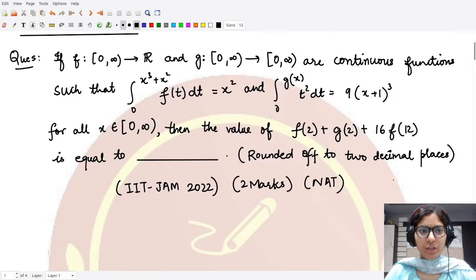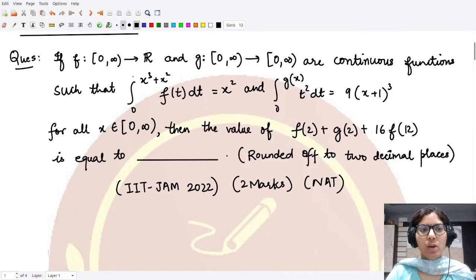In this video, we shall be looking at a question which appeared in IIT-JAM 2022 exam. This is a 2-mark question and it is a numerical answer type question. So we have to tell the exact answer in this case. Now this is a very simple question taken from function of one variable.